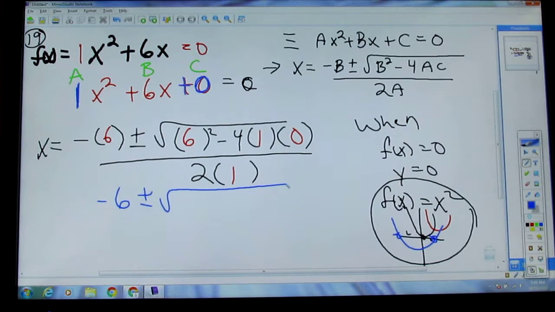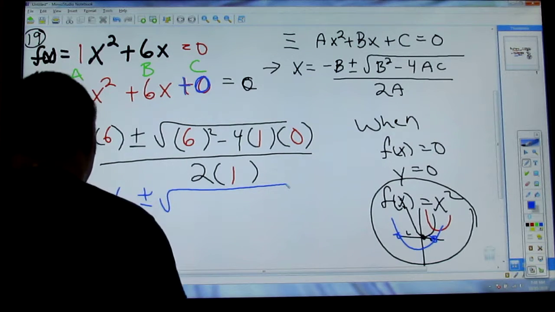6 squared. Anyone, somebody? 36. There you go.